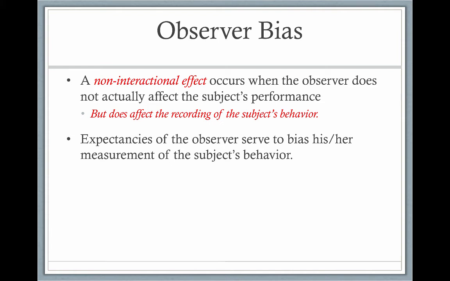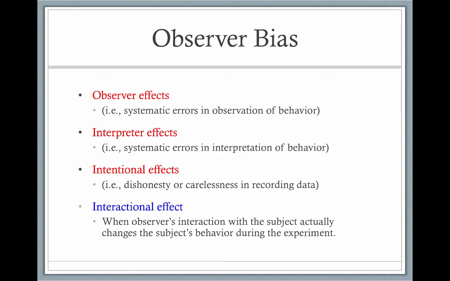A non-interactional effect occurs when the observer does not actually affect the subject's performance, but does affect the recording of the subject's behavior. Expectancies of the observer serve to bias his or her measurement of the subject's behavior. Observer effects, that is, systematic error in observations of behavior. Interpreter effects, systematic errors in the interpretation of behavior. Intentional effects, dishonesty or carelessness in recording the data.